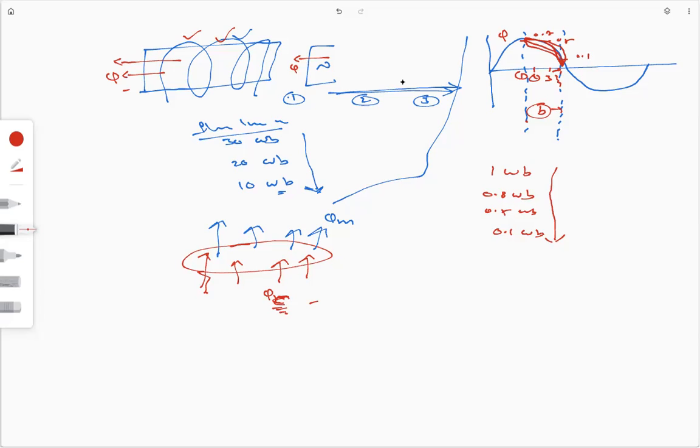So again, if you analyze the third one, this case C, what will happen? South pole: when the south pole is moving near and when the south pole is moving away. This is the south pole moving near to the coil and the south pole moving away from the coil. Clear? So this is how we analyze Lenz's law in the transformer.